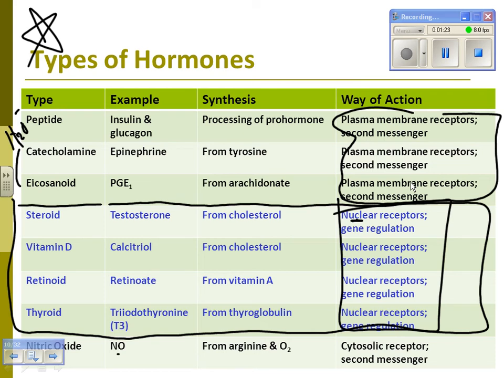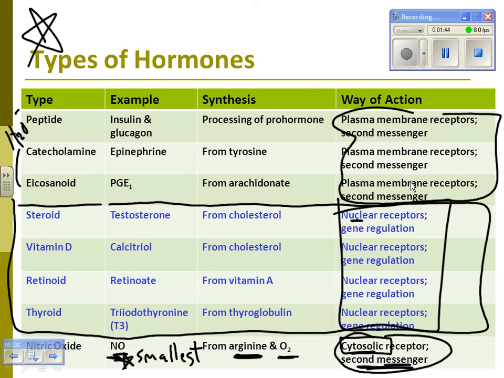Nitric oxide, often called the smallest signaling molecule. Hint, question, definitely. It's another cytosolic receptor, the only cytosolic receptor, another second messenger. It's made from an amino acid plus oxygen. NO, make sure you know that well.